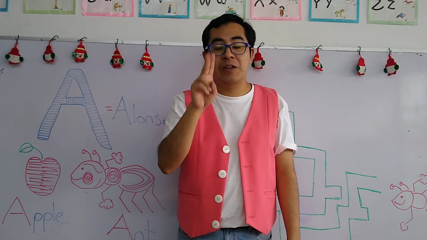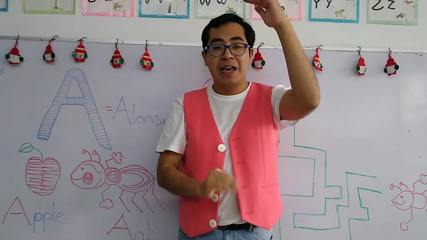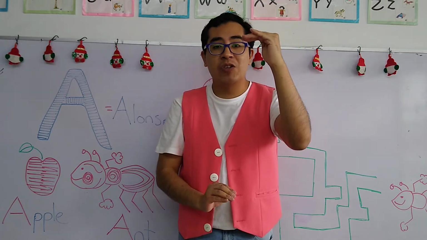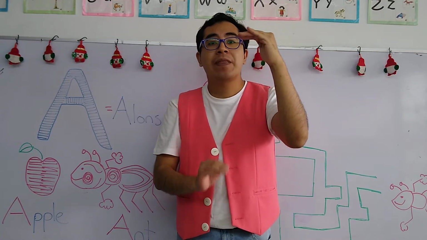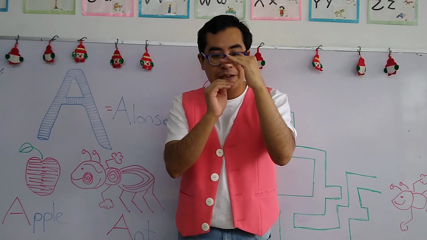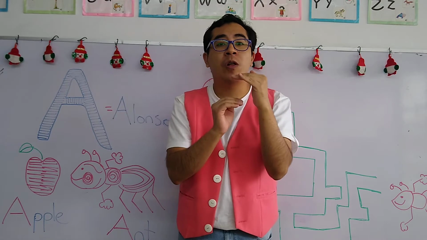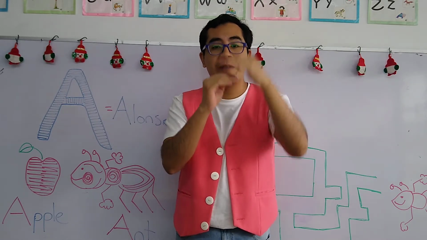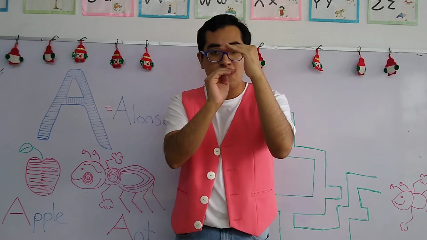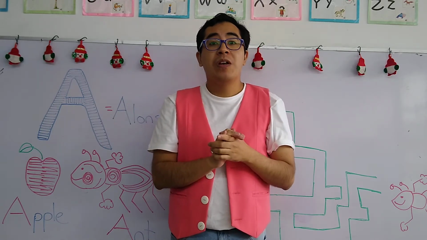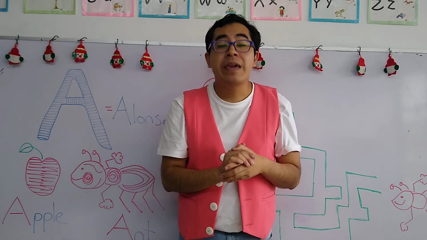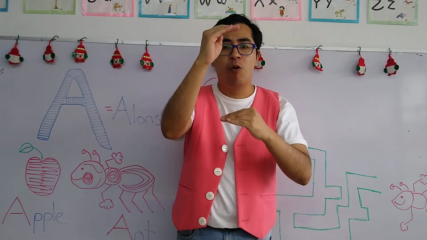Todas las letras tienen dos formas. Capital letters, which are the big ones, las más grandes. In Spanish, we call them mayúsculas. And small letters, which in Spanish, we call them minúsculas, okay? All of the letters have capital and small forms. So, today we're going to continue with the letter A in the capital form.